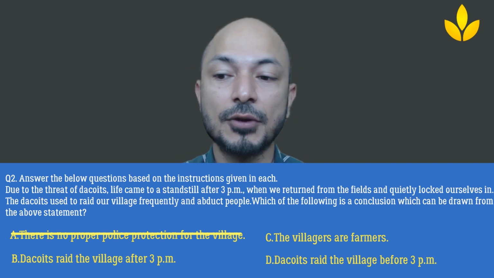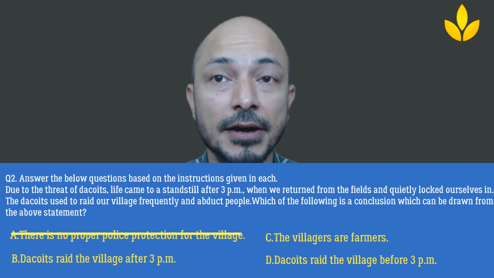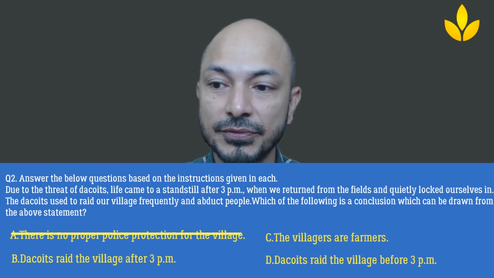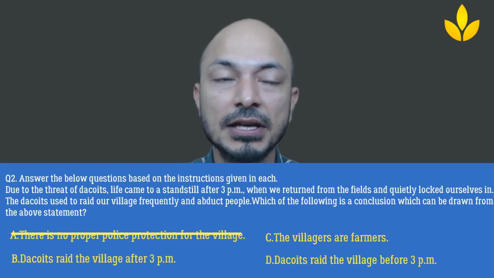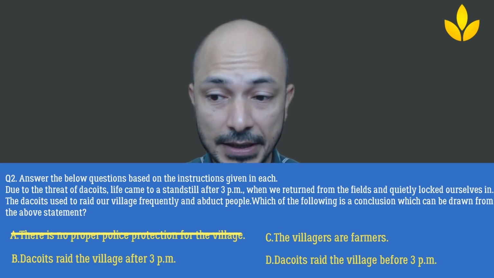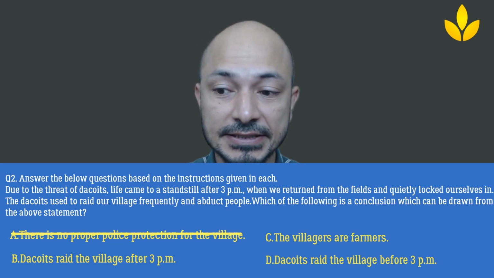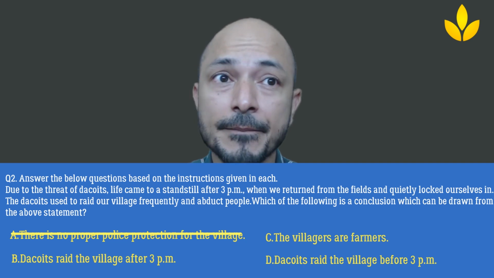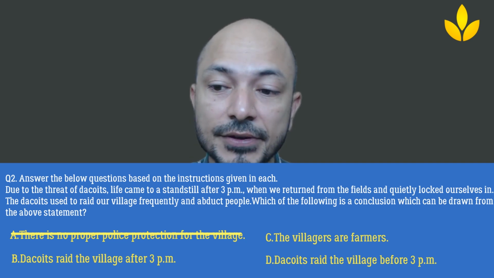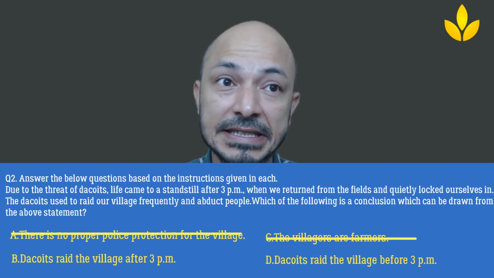C says the villagers are farmers, and even though it says when we returned from the fields and quietly locked ourselves in, nowhere in the passage does it suggest that all the villagers are farmers. Maybe few of them work in the fields. So we can eliminate option C again.